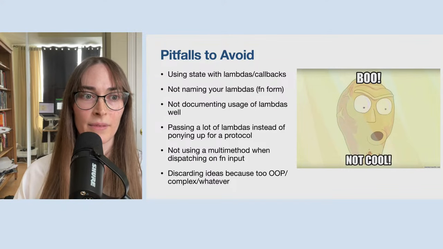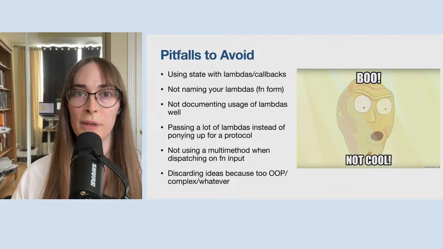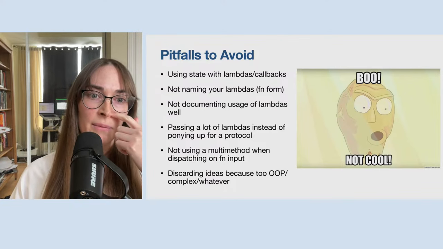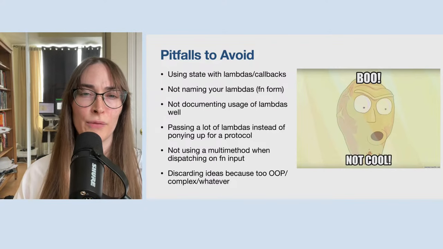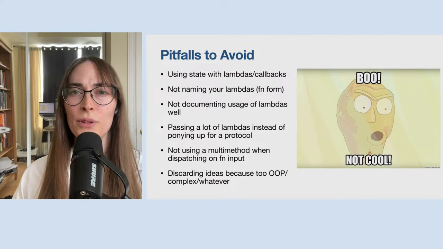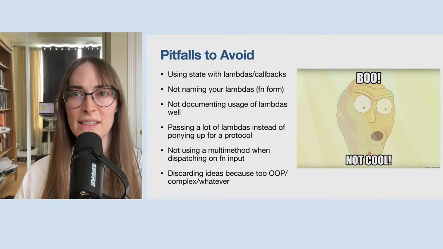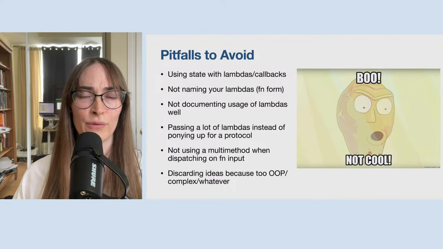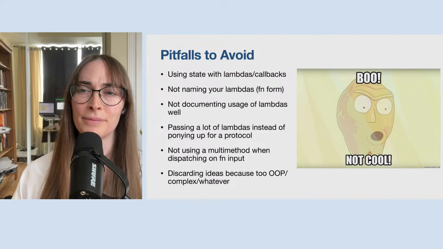And the last thing: discarding ideas because they're too OOP or too complex or too whatever. I find that functional programmers, and Clojurians in particular, are averse to certain decisions because they think they're not simple, but in reality, simple decisions turn out to be easy decisions. And those are the kind of decisions that tend to bite us in the ass later on.